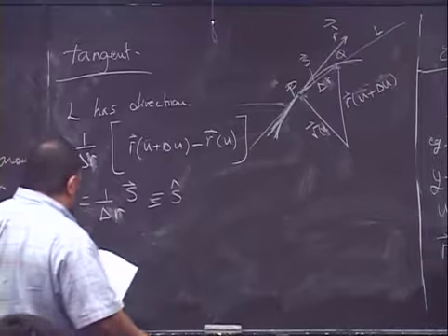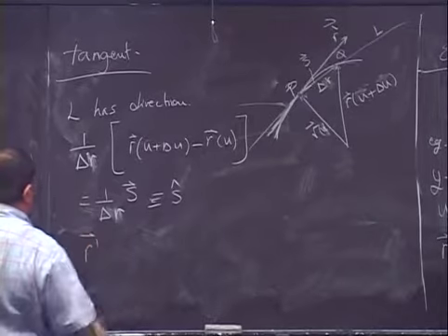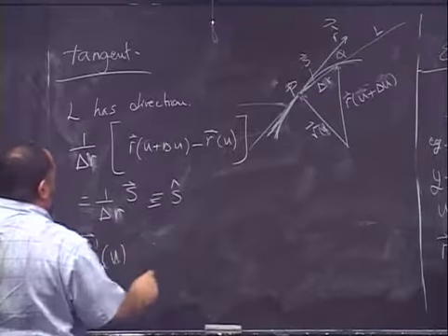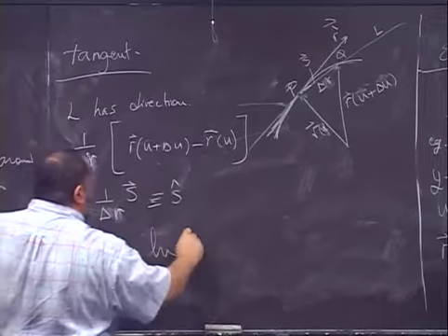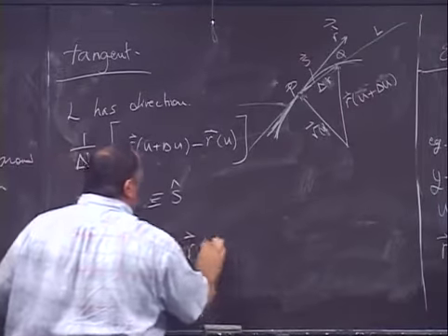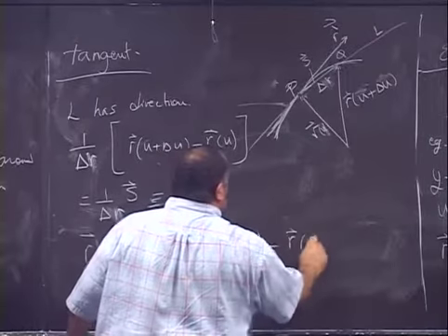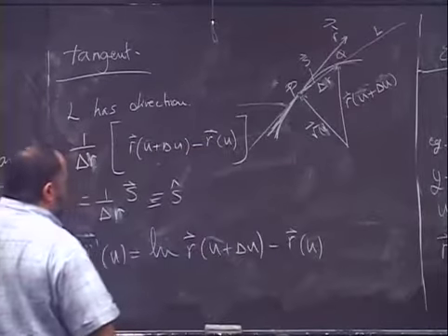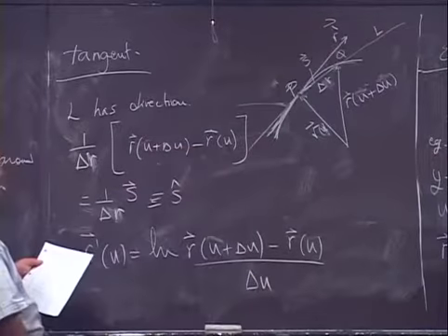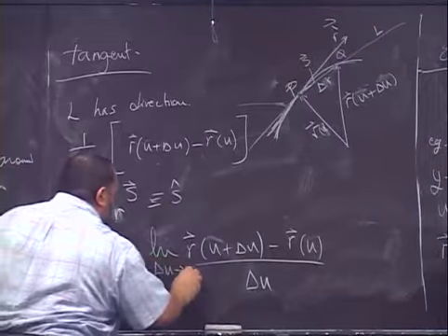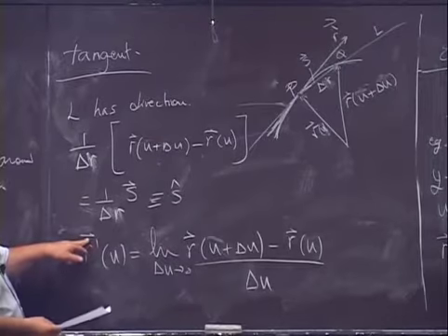So in this case, if you take the limit of r of u plus delta u minus r of u, divided by delta u, this will give you what? When delta u goes to 0, this will give you the r prime vector.